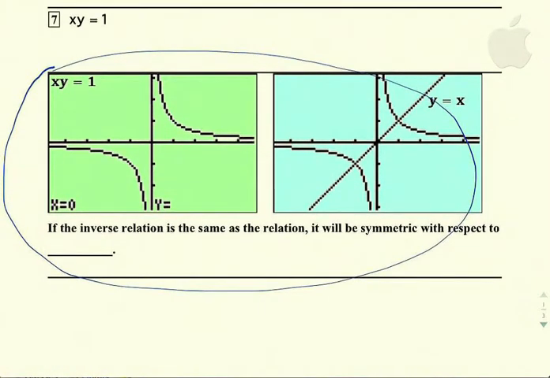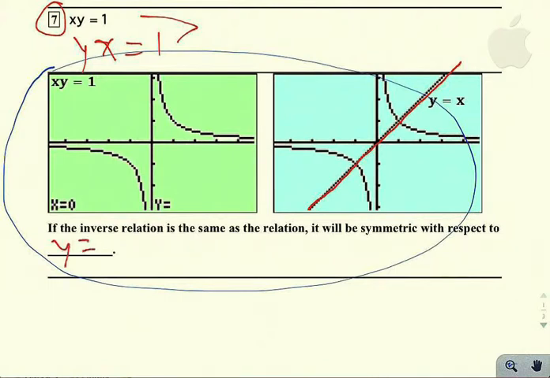You'll notice in the case when y equals 1 over x in number 7, yx equals 1 when you switch the x and y. They're exactly the same. So the inverse is itself. And you'll notice that it is symmetrical. The graph that is shown in green is symmetrical with respect to the line y equals x. So if the inverse relation is the same as the relation, it will be symmetric with respect to y equals x.